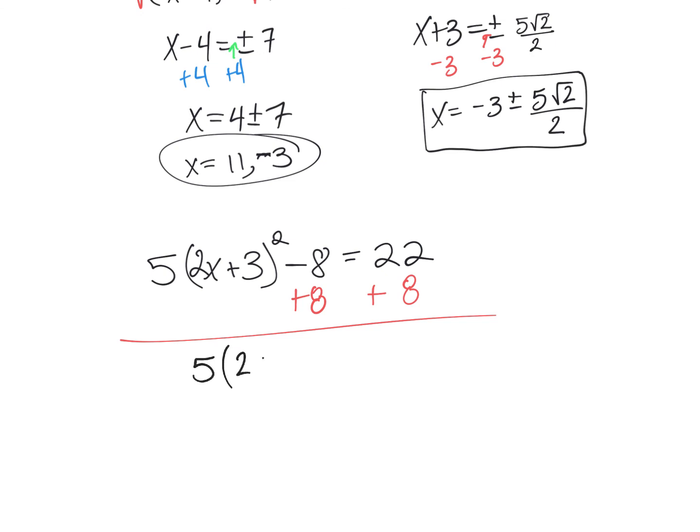5 times (2x plus 3) squared equals 30. Now I can divide by that coefficient. Notice I'm not distributing because I can't distribute into the parentheses with the square on it. If it was parentheses without the square, yeah, I can distribute. But the square has to come first, and I can't do that. So we're going to go opposite operations. Okay, so that's (2x plus 3) squared equals 6.